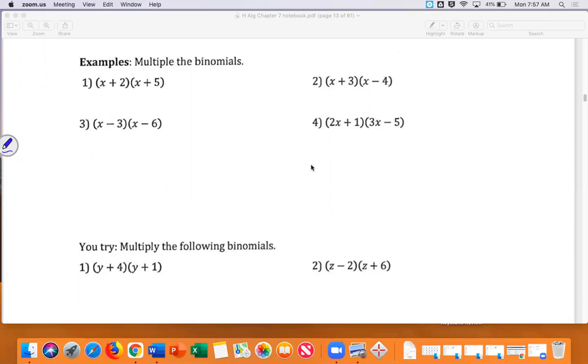First thing first. Well, what does first mean? Well, it's the first term times the first term. So I'm going to do x times x. That's x squared.